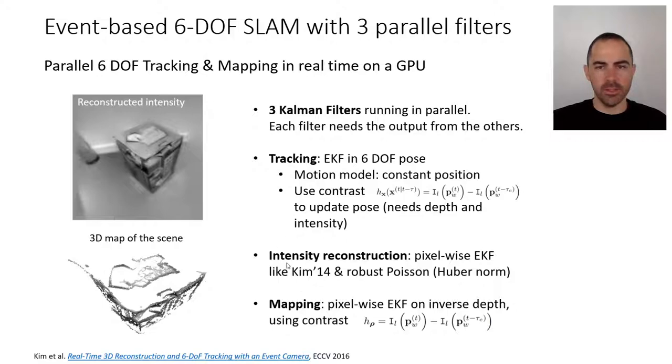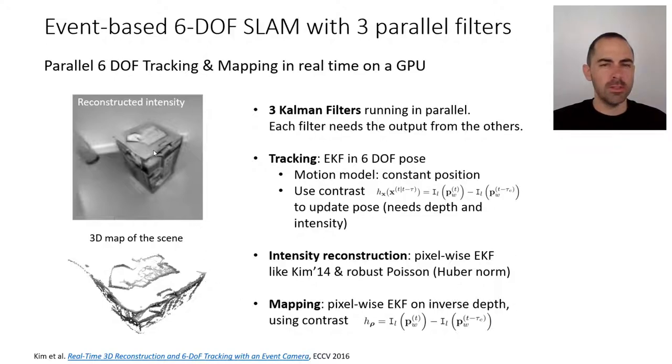So it takes tracking, it takes the camera motion, it takes a map of intensities, and it tries to estimate for every pixel in the keyframe, they try to estimate inverse depth using contrast. Yeah, so it takes the previous information from the other two filters to estimate a prediction of the contrast and compare it to the value that it should have to then compute an innovation and guide the Kalman filter.